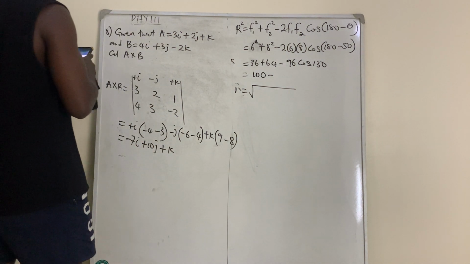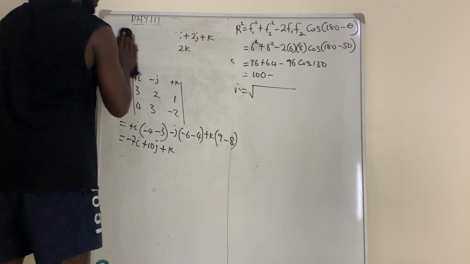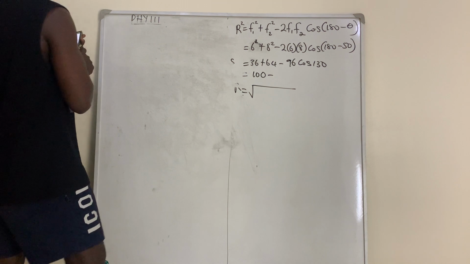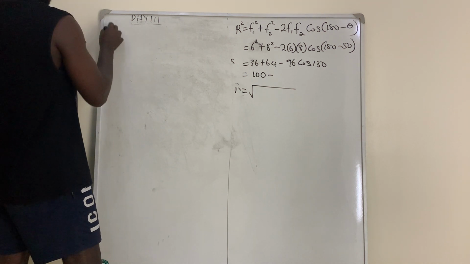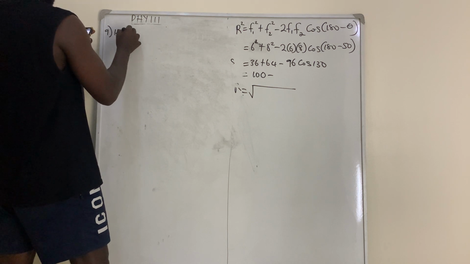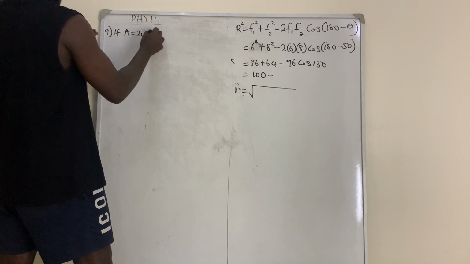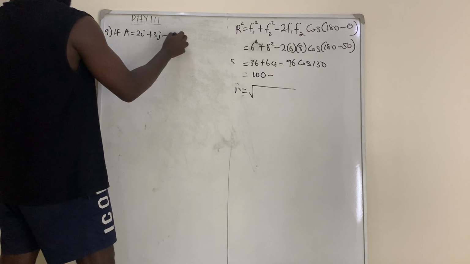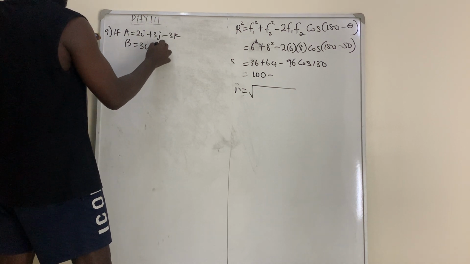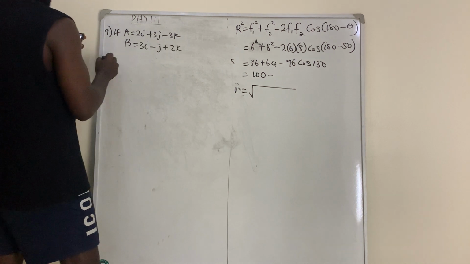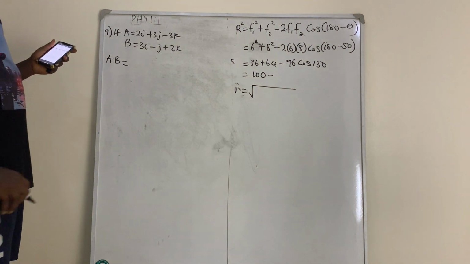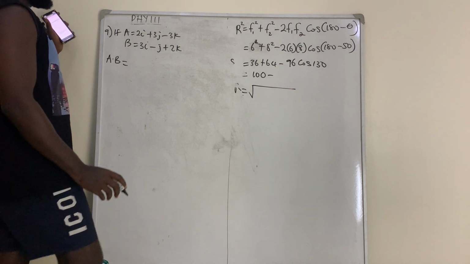These are very, very simple questions to tackle. Question number 9. We move to question number 9. And question number 9 said that if A is equal to 2i plus 3j minus 3k, and then B is equal to 3i minus j plus 2k, then I say we should find A dot B. Now, A dot B is a scalar product.